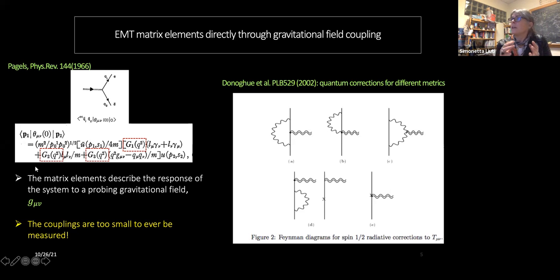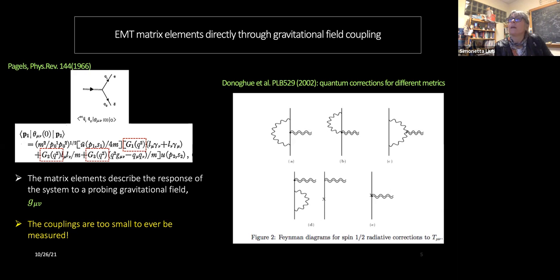Now, of course, if you look at the coupling here, it is infinitesimally small, and it will never ever be measured for sure. That's a given. Why did Pagels write it this way? He found it interesting because it was a way to put mass in the theory. The electron mass entered through the vertex functions and not through the propagators, and that was motivating his calculations, even if he knew that this could not be measured this way.